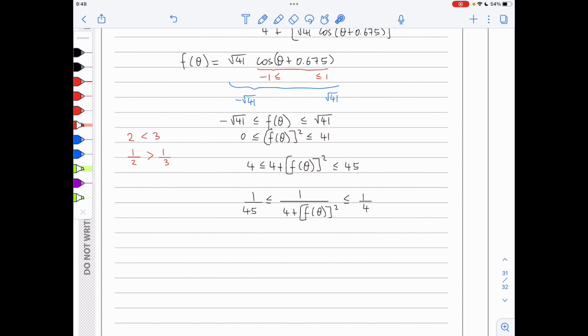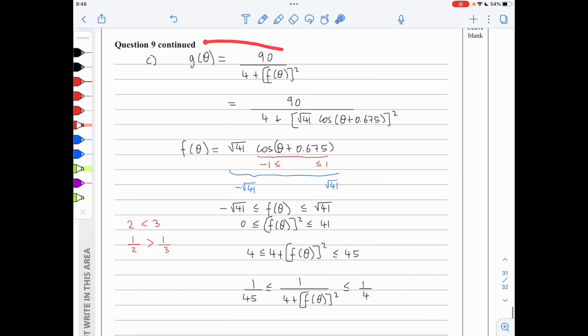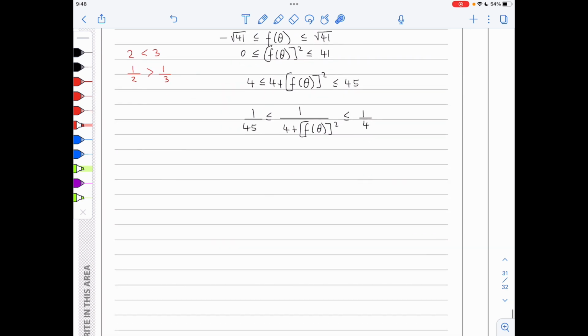So I'm trying to reconstruct the expression for g of theta. The only thing missing is to multiply throughout by 90. So 90/45 is less than or equal to 90 over 4 plus f of theta all squared, which is less than or equal to 90/4. And therefore we conclude that 2 is less than or equal to g of theta, which is less than or equal to 22.5. In other words, the range of g of theta is between 2 and 22.5 inclusive.